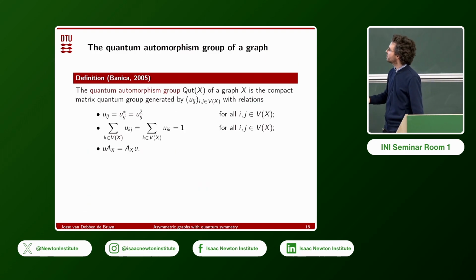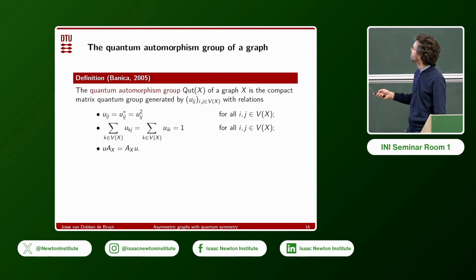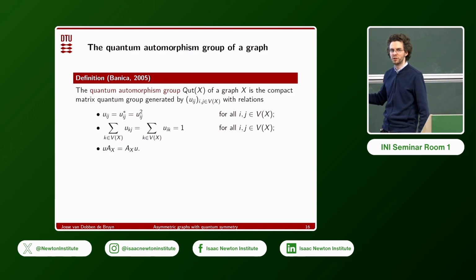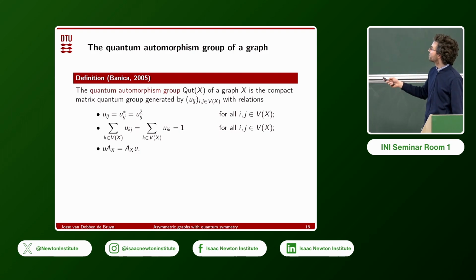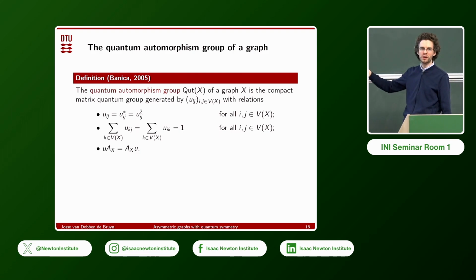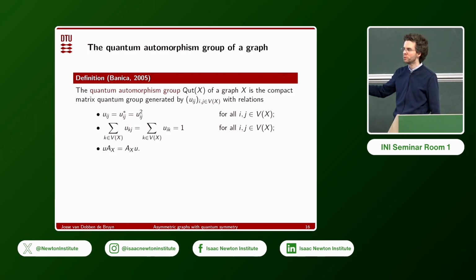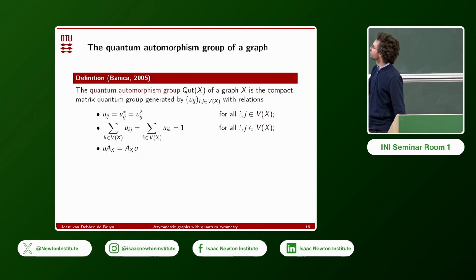Okay, so based on this, Banica defined the quantum automorphism group of a graph to be the compact matrix quantum group where we take the same relations as before, but we add this relation that now this quantum permutation matrix commutes with the adjacency matrix. So as a C-star algebra, this is going to be a quotient of the C-star algebra of the quantum symmetric group. As a quantum group, we say that this is a quantum subgroup.